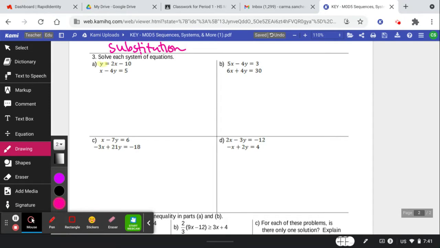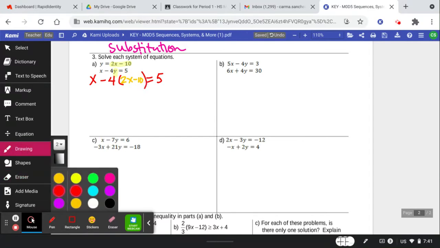All right, so substitution means that we're going to take this entire part back here and we're going to plug it in for the variable y. We're plugging one equation into the other. We're substituting in. So here we go. We get the second equation ready to plug in all of that. So the 2x minus 10, since y is equal to all of that, we can plug it in for y.